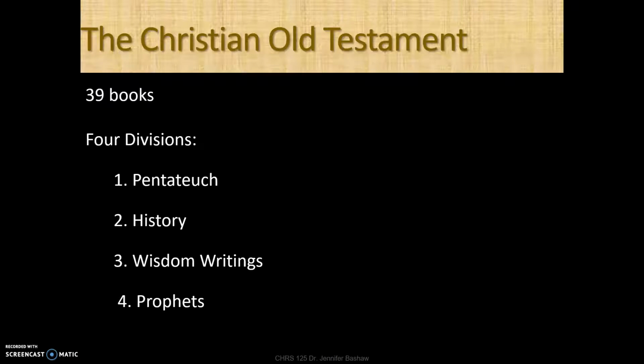The Pentateuch corresponds to the Torah, the first 5 books. The second division is history, and this involves books like Joshua, Judges, 1st and 2nd Samuel, 1st and 2nd Kings. Our third division is the wisdom writings, and these include such books as Proverbs, Job, Ecclesiastes, Psalms. And then our fourth division is prophets, and these include the prophets that typically you would hear about in Christianity: Isaiah, Jeremiah, and many, many others.